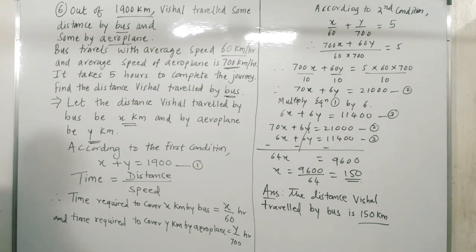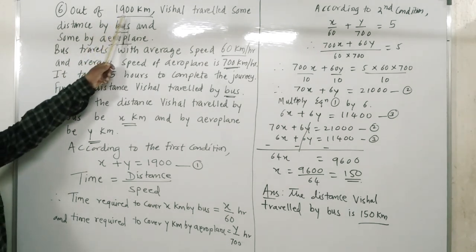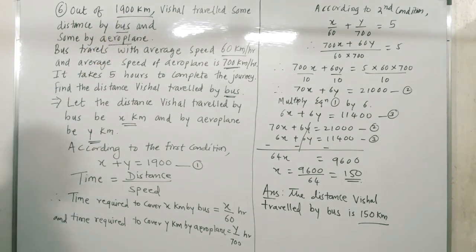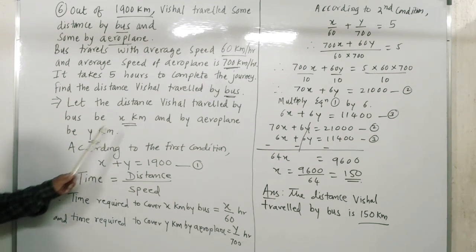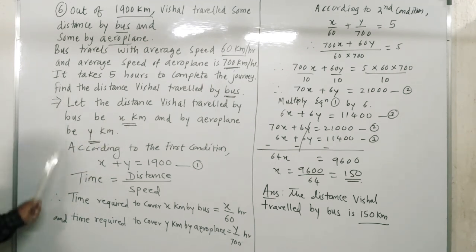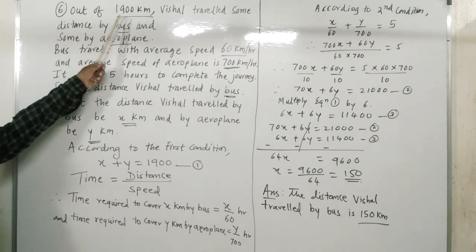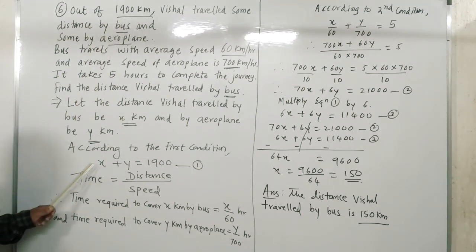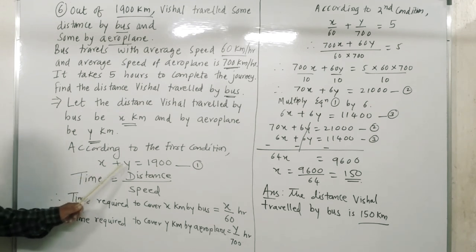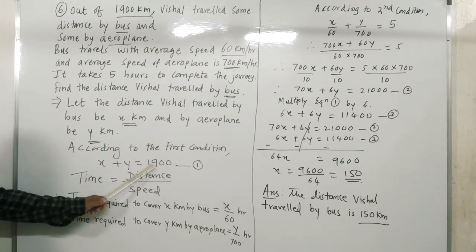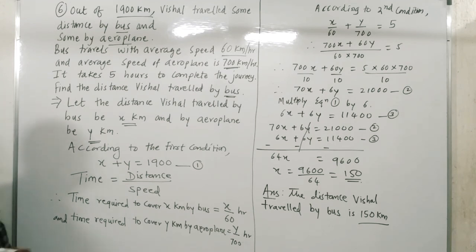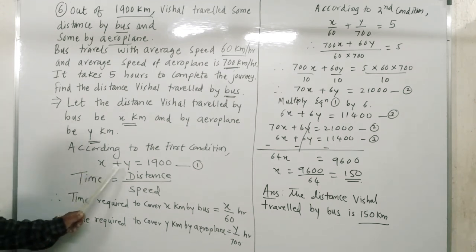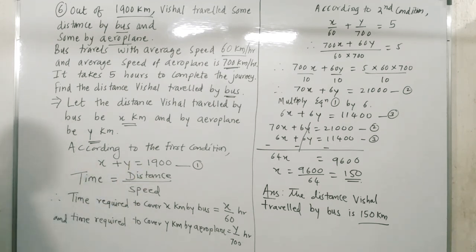So the total distance traveled is 1900 kilometer. According to the first condition, the total distance is 1900. So the distance traveled by Vishal by bus plus by aeroplane is equal to 1900 kilometer. So the first equation is x plus y equal to 1900. This is the first condition.